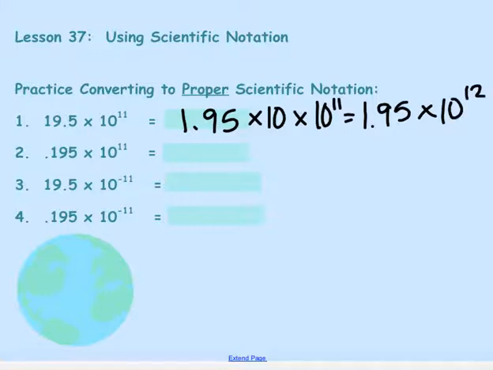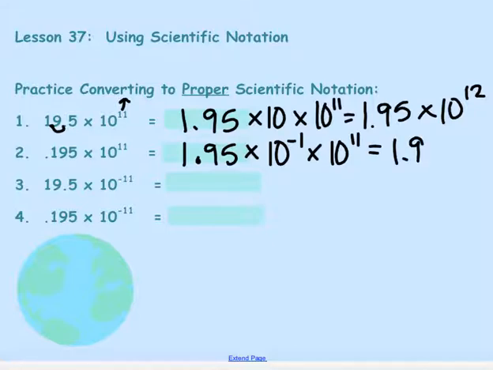Another way to remember what's going on here is if I move my decimal back, I need to move my exponent up. I need one more 10 to move my decimal. Let's say we have 0.195. Well, I know I need 1.95, and to get that, I need to multiply by 10 to the negative first. I move my decimal, and we have my original times 10 to the 11th, which means I have 1.95 times 10 to the 10th.